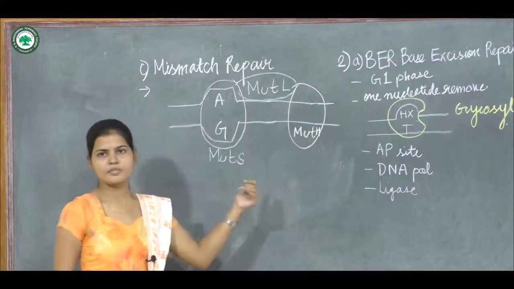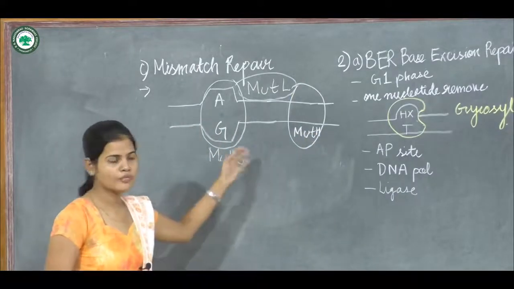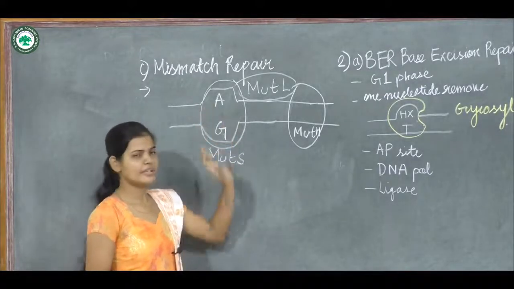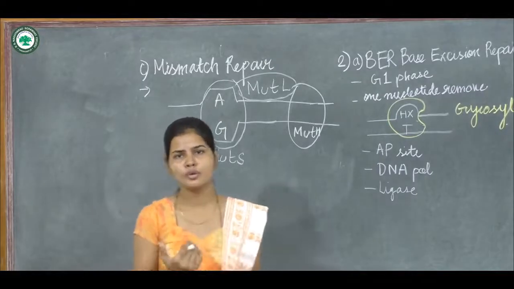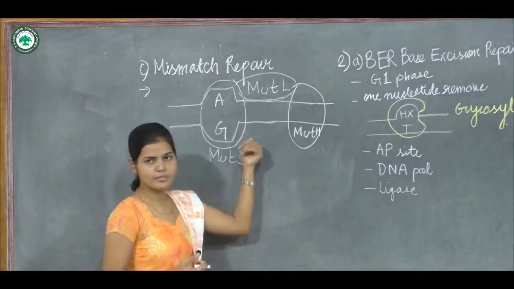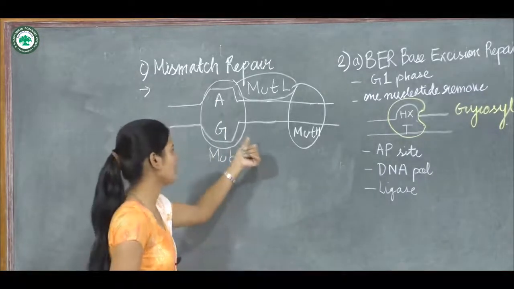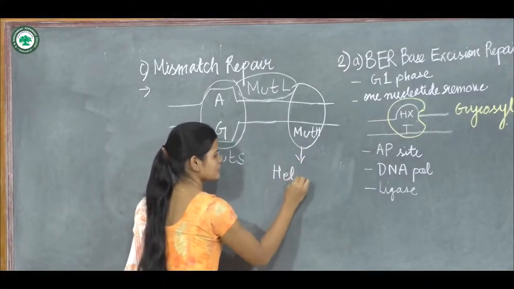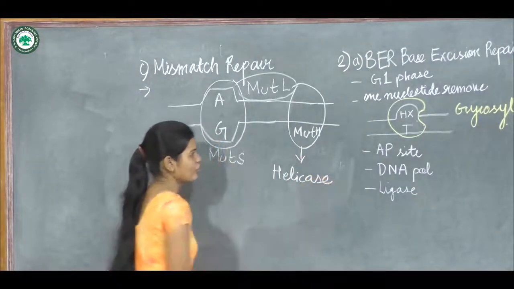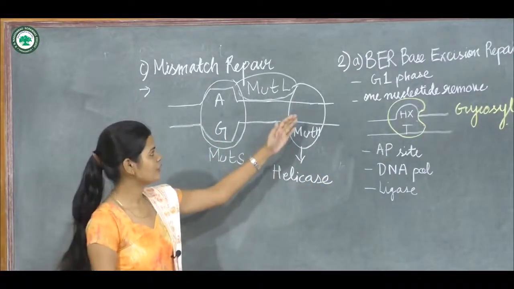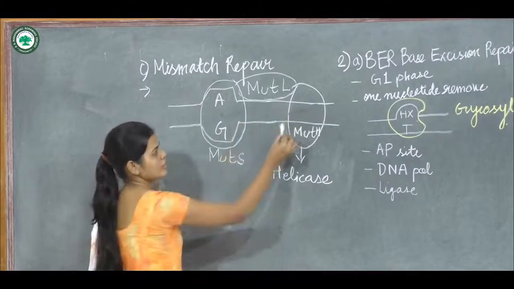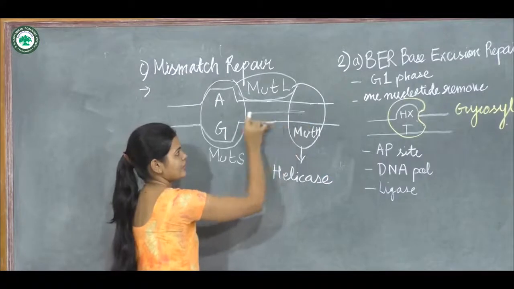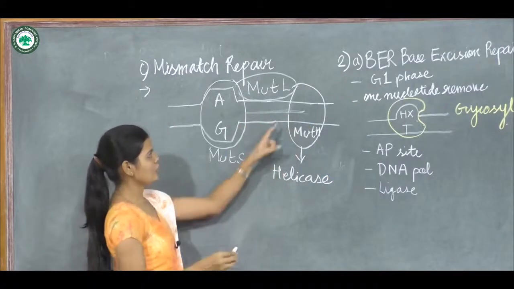Now in this mismatch repair, what will happen? Along with the wrongly incorporated nucleotide, some other nucleotides will also be removed along with this mismatch nucleotide. So now, this mut-H has helicase activity. What will it do? It will break the hydrogen bond between these nucleotides, and now what will happen?